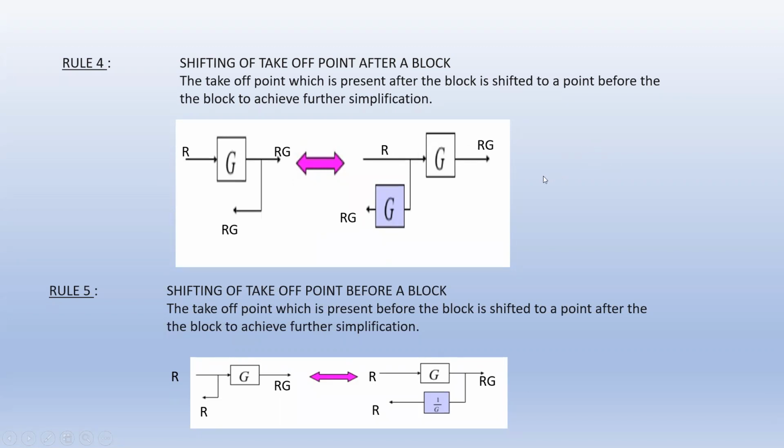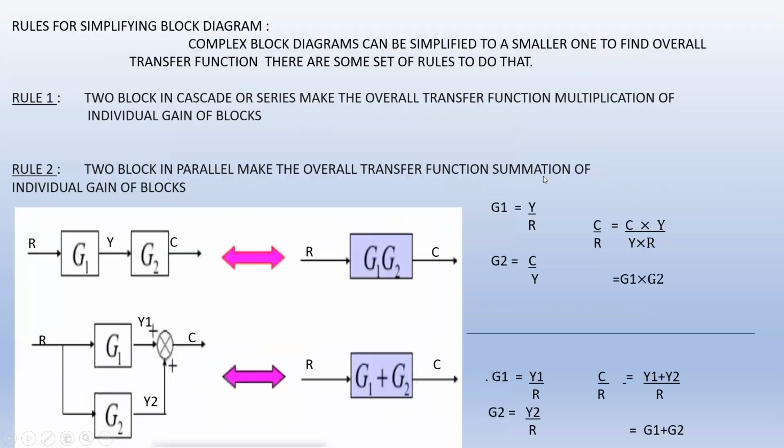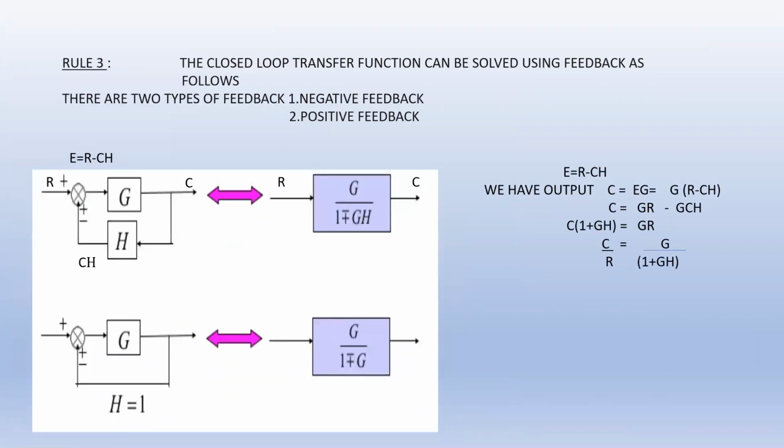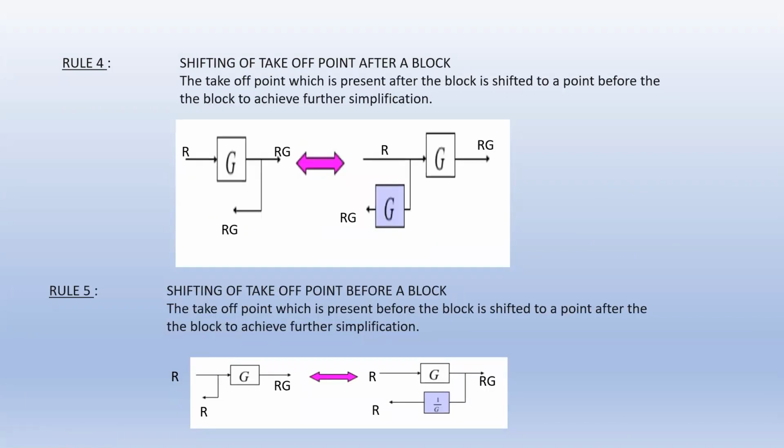And we have already seen three of them in our last class. We saw the series connection, which will give an effective transfer function, and the parallel connection, which will give an effective transfer function. And if we have this closed loop system, we can have this effective transfer function.